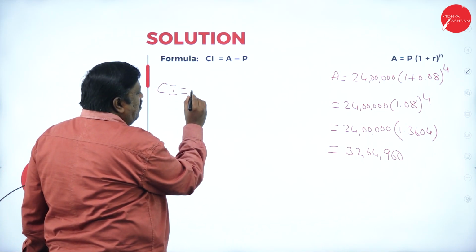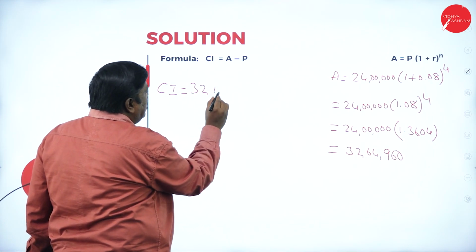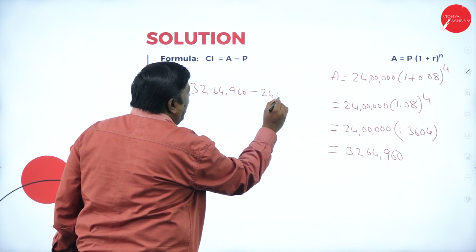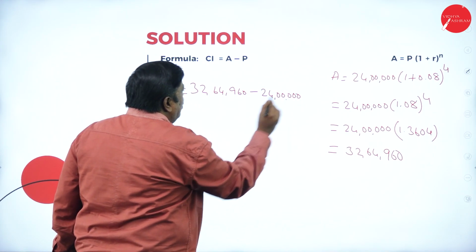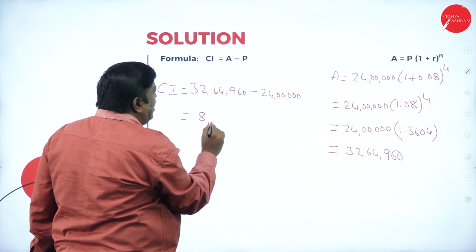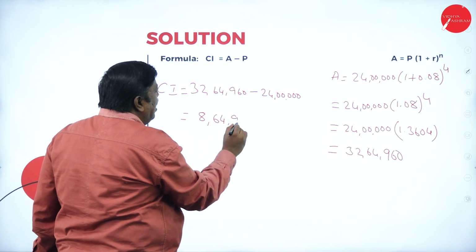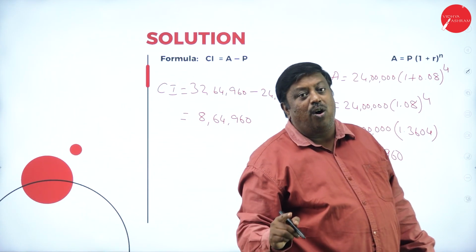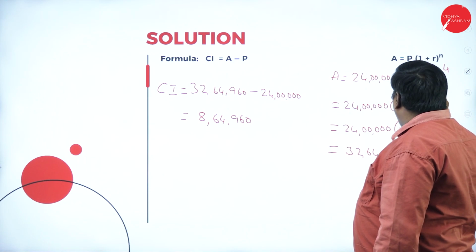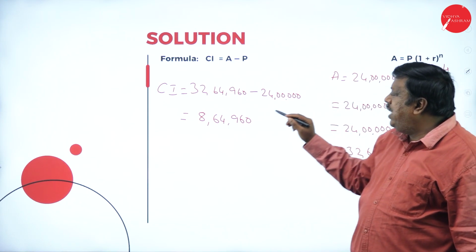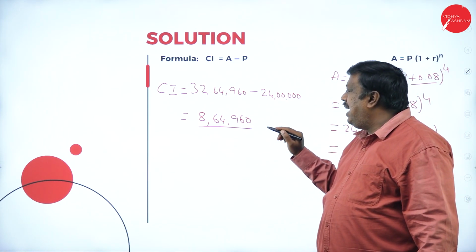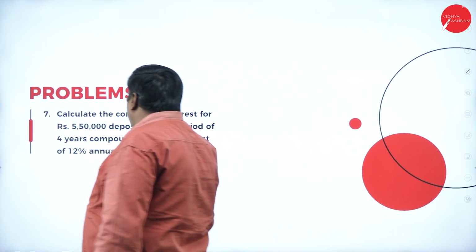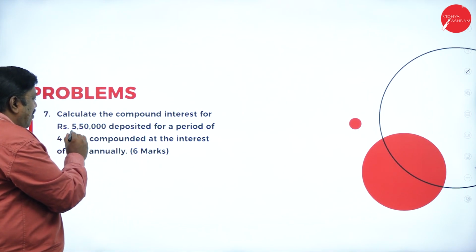Compound interest is equal to 32,64,960 minus 24 lakhs. So it will be 8,64,960. If I deposit 24 lakhs for a period of 4 years at the rate of 8%, the amount of interest I earn here is 8,64,960.